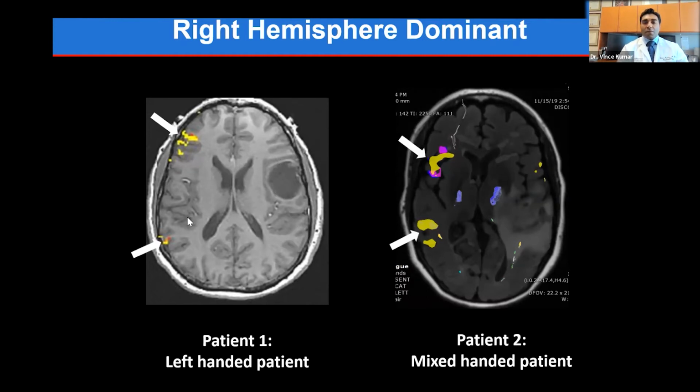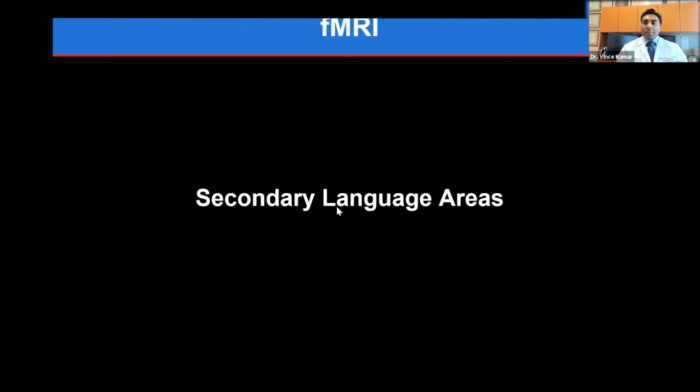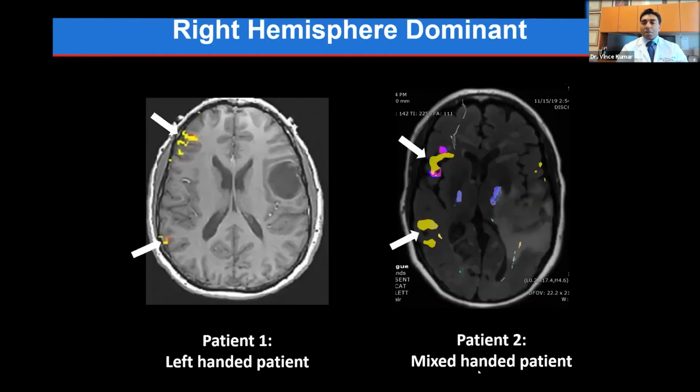But you can see all the functional activation is in the right hemisphere, right Broca and right Wernicke. And so the surgeon can do a very aggressive resection with less concern for damaging eloquent areas. And here's another example in a mixed-handed patient. We see an infiltrative glioma in the posterior temporal lobe. And again, right hemispheric activation for Broca and Wernicke.